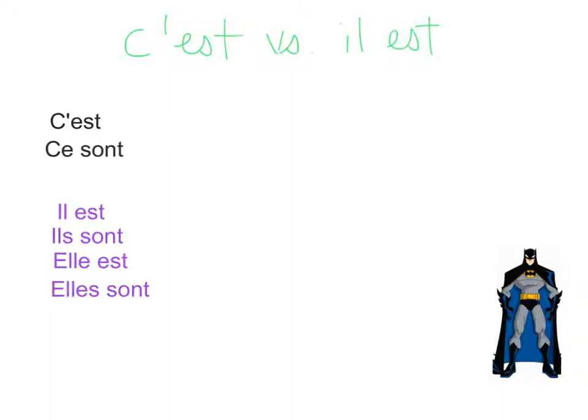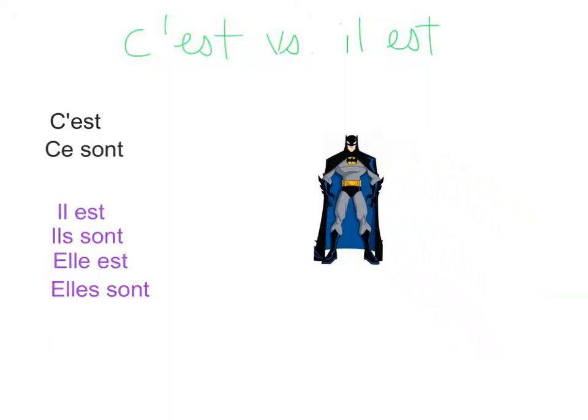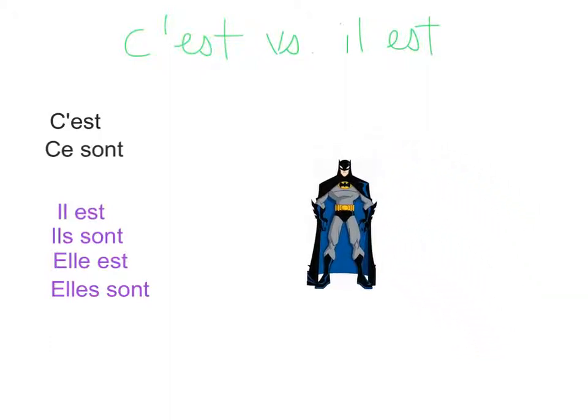So we also have my friend right here in the bottom right corner, Batman. So let's take a look at Batman in perspective. Who is this? C'est Batman. All right. C'est Batman. Now, what do we know about Batman? First of all, we know that Batman is a man, so we are going to use the masculine. We are going to use il est.